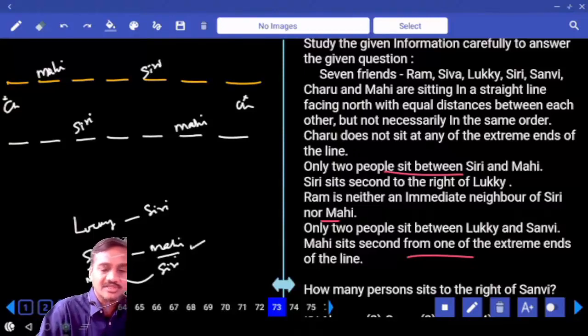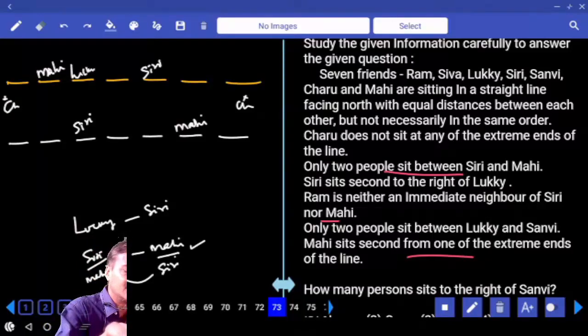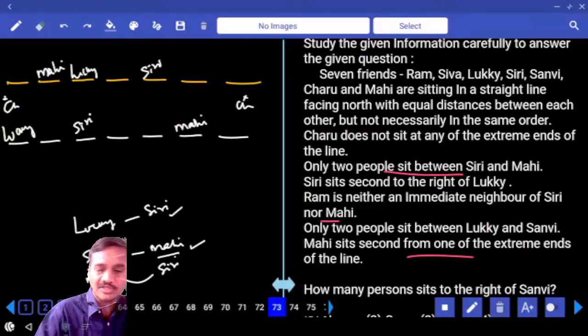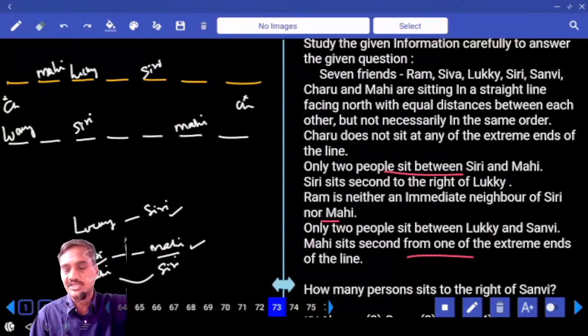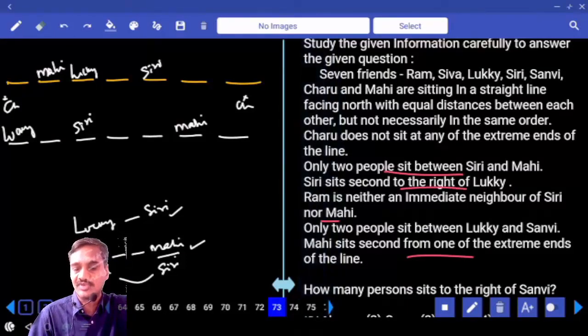And next one, any other information here? Siri sits second to the right of Lucky. Hence, Lucky must be at this place in case one, isn't it? And in case two, Lucky must be here. And together, now Lucky and Siri. And only two people between Siri and Mahi.